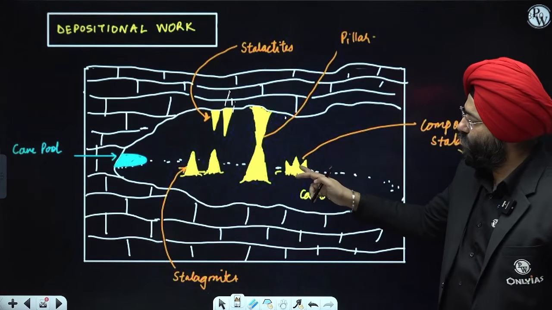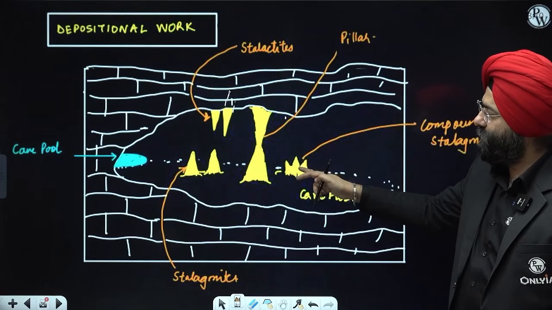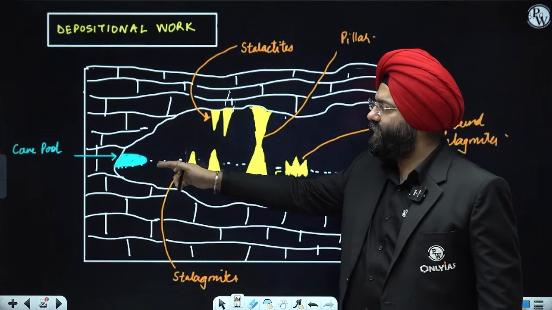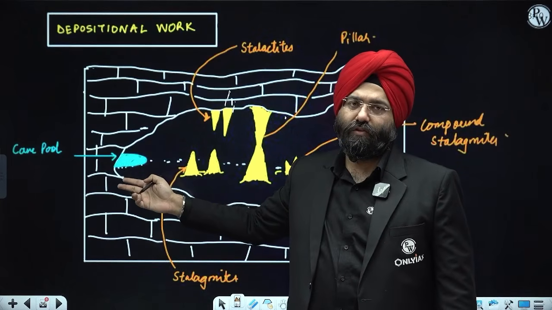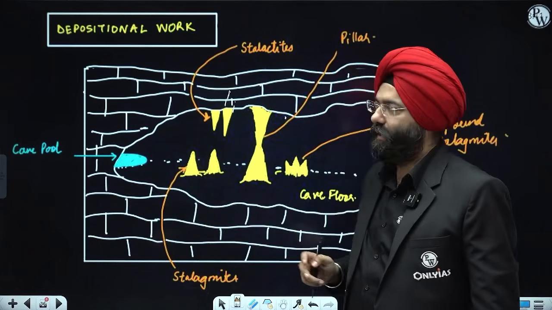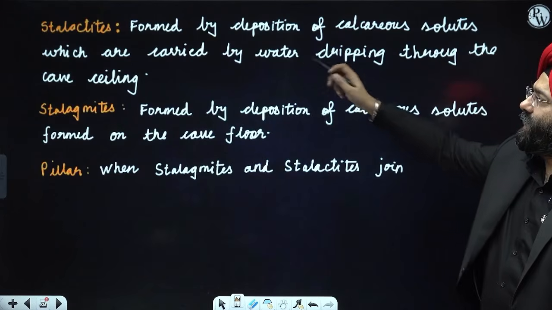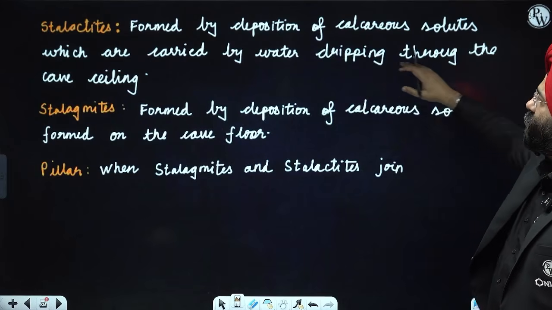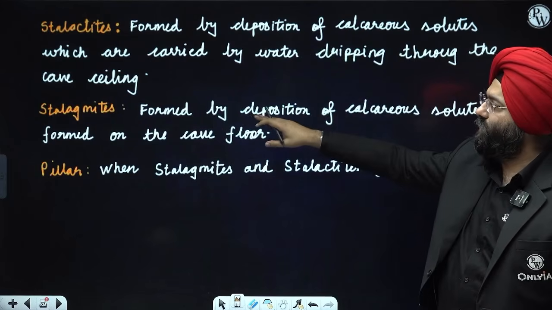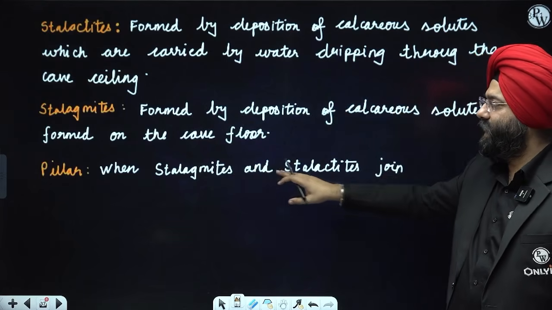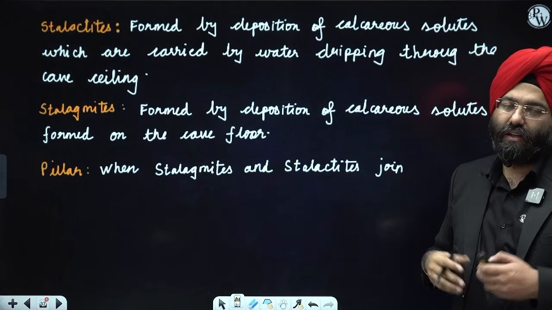There can be a group of stalagmites over here, which are known as compound stalagmites, and this is the cave floor. Obviously, there can be a cave pool also because the water has assembled over here. So this is known as a cave pool that is present inside. Okay, see here. Stalactites are formed by the deposition of calcareous solutes carried by water dripping through the cave ceiling. Stalagmites are formed by the deposition of calcareous solutes on the cave floor. A pillar forms when the stalagmites and stalactites join, as I've explained to you.